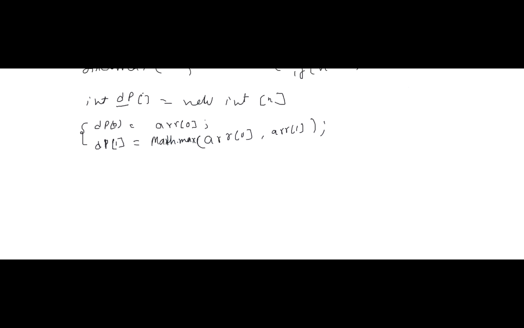Let me scroll up a little bit, and we can run a simple loop for i equals 2 to n. As I already told you, we have initialized 0 and 1, so we start from 2 to n, right?